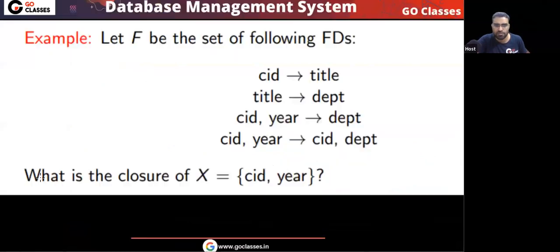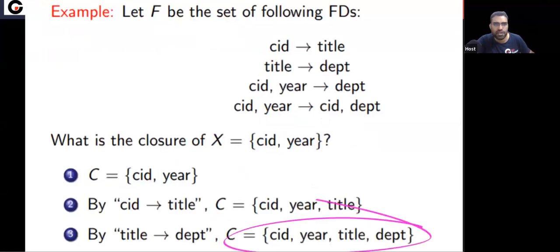Okay, let's move on now. What is the closure of CID comma year? In the same question, I am asking what is the closure of CID comma year? CID can determine everything else, but year it cannot determine. Now CID comma year, they can determine everything. You can check it. Finally you will get everything.